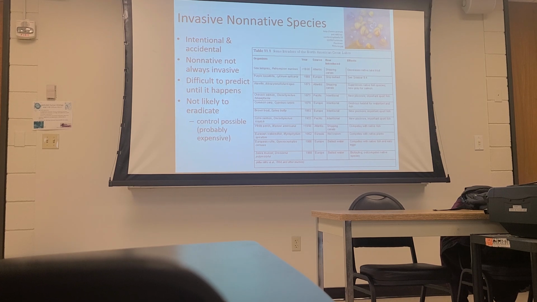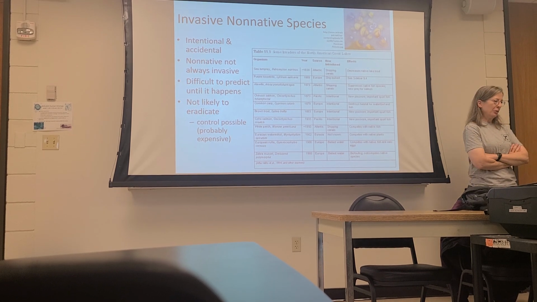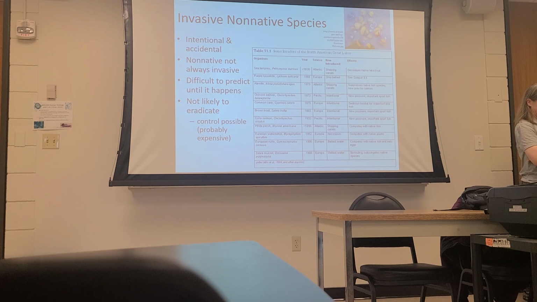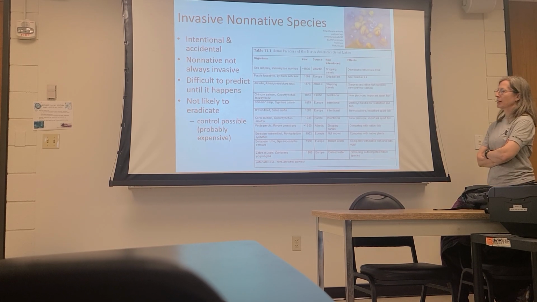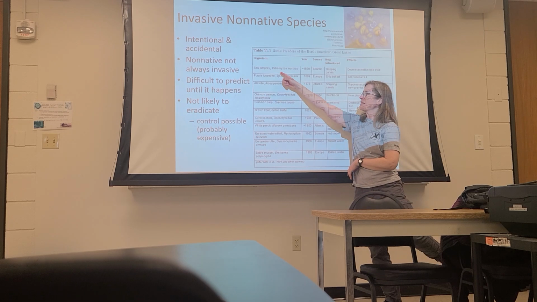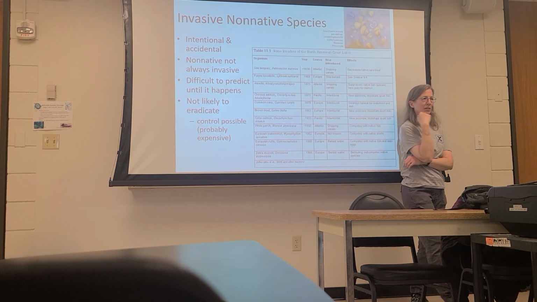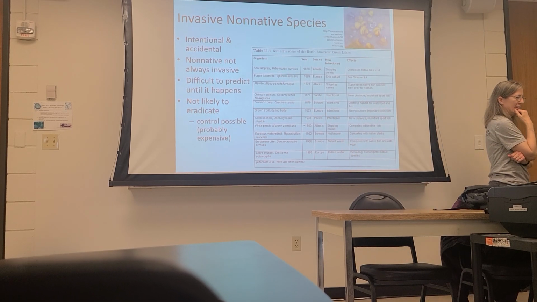Most of these invasive species, the ultimate goal would be to eradicate them and have them completely gone, but that's really hard to do, and we're not likely to see that happen. Some things we can control, and this might be expensive. One organism we spend a bunch of money to control is the sea lamprey, because it's parasitic on native fish.